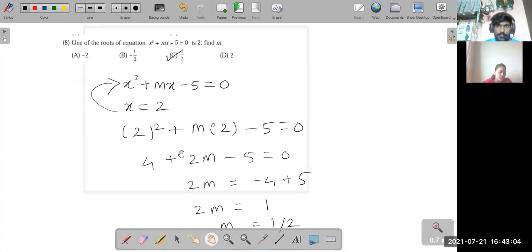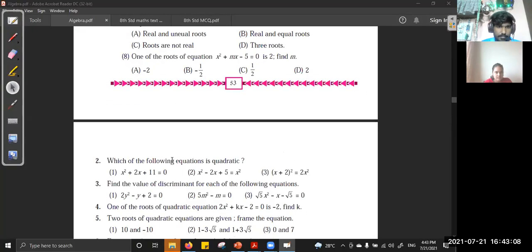This is not the last. There is one more we have. Which of the following equations is quadratic? This you can tell me easily. Which is a quadratic equation? Just by looking at it, you can tell. First one, yes, first one.